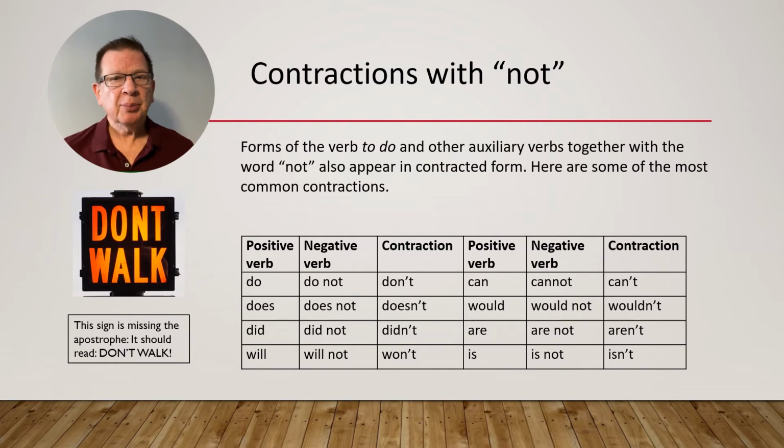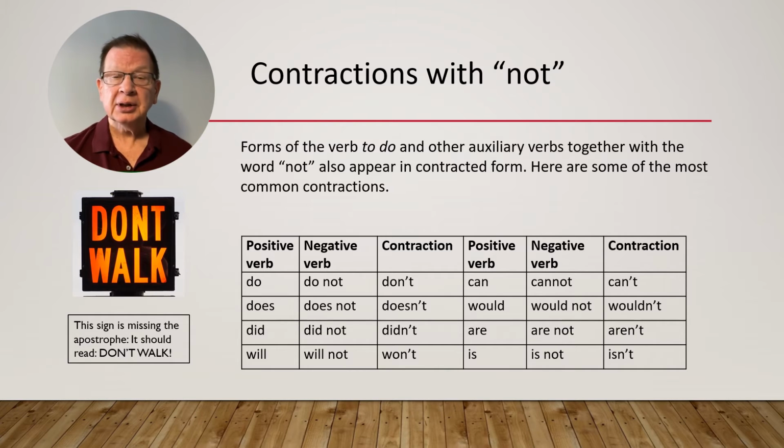Now I want to talk about contractions with the word not. Forms of the verb to do and other auxiliary verbs together with the word not also appear in contracted form. Here are some of the most common contractions. Do plus not, don't. Does plus not, doesn't. Did plus not, didn't. Will plus not, won't.